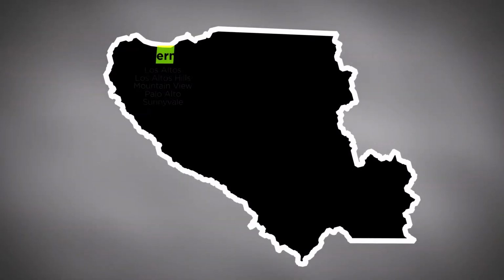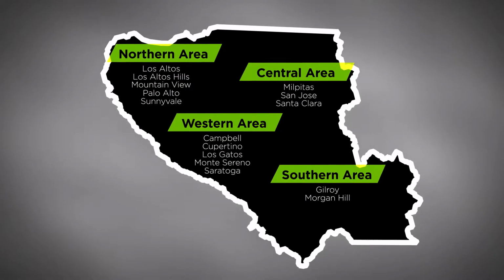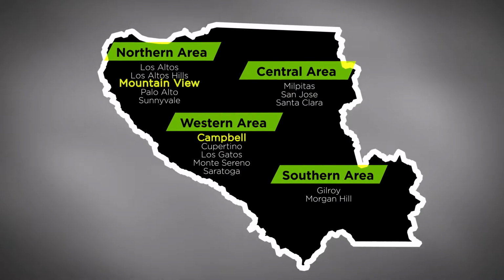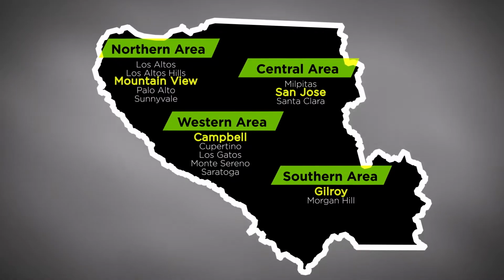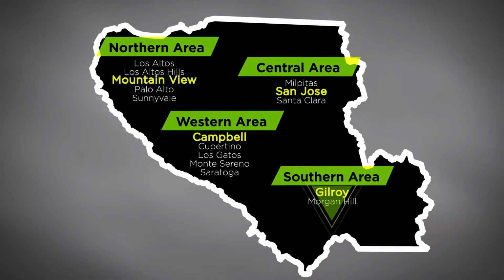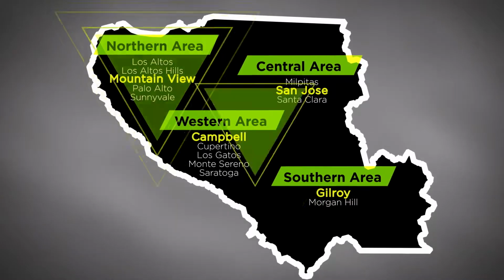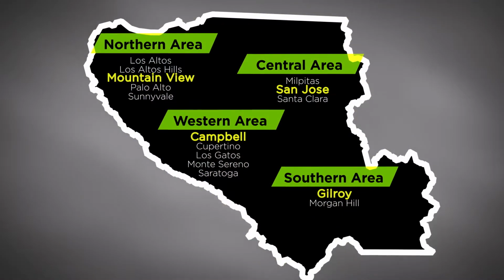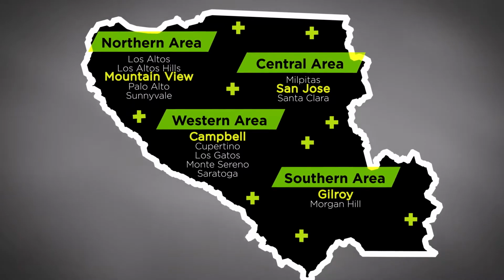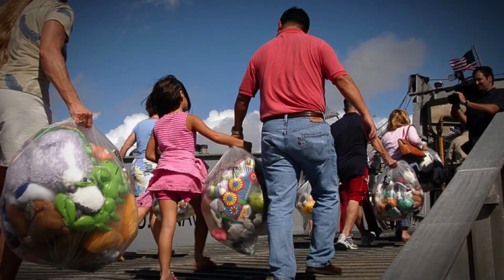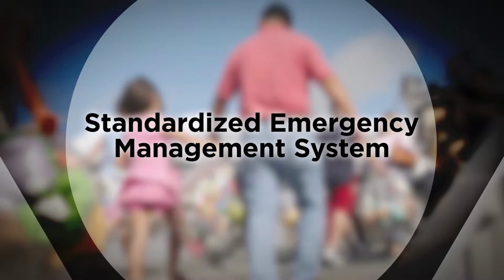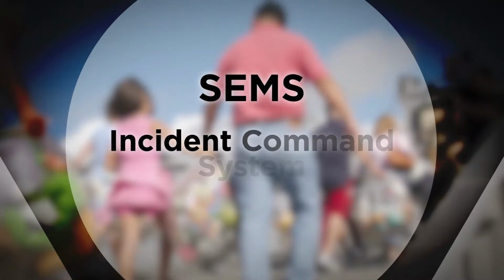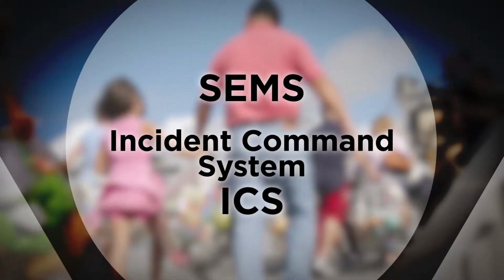Santa Clara County has identified 4 areas for EVC coordination, and 1 city is designated as the planning lead for each area. These designations allow flexibility to activate by city, area, or throughout the entire county. Mutual aid and assistance agreements also allow for broader reach. Volunteer coordination in Santa Clara County is based on the principles of the Standardized Emergency Management System, or SEMS, and the Incident Command System, or ICS.